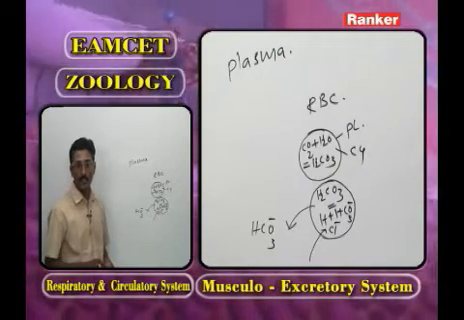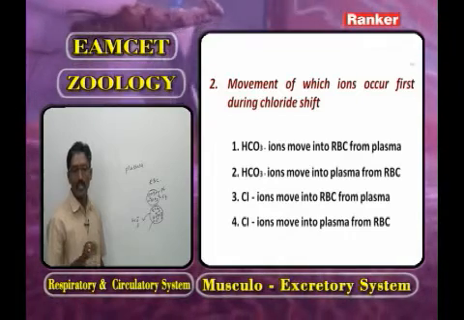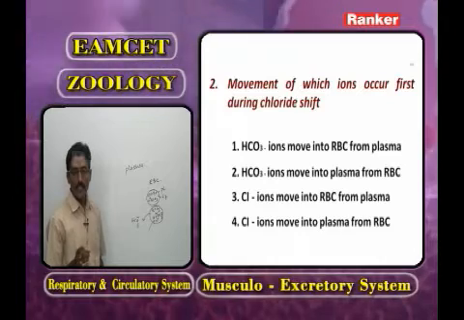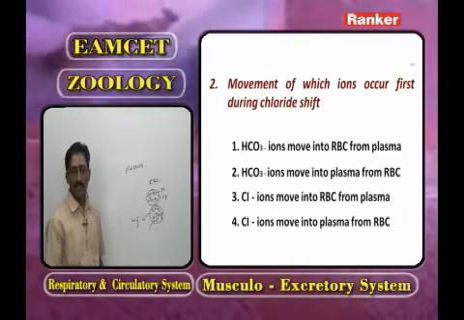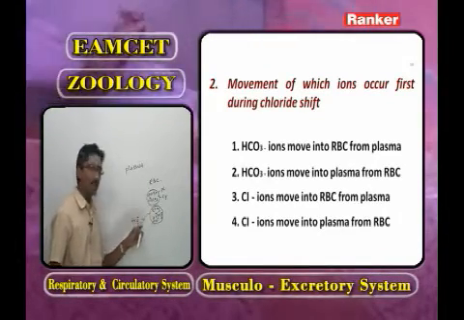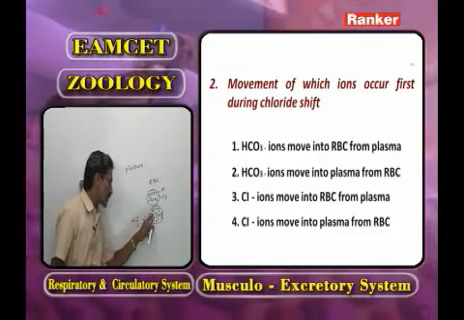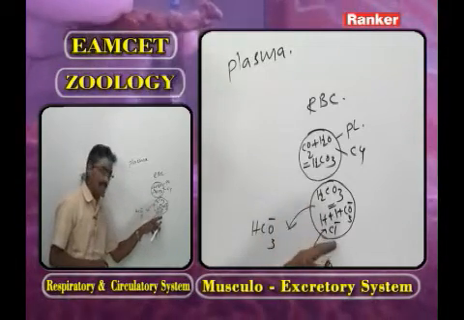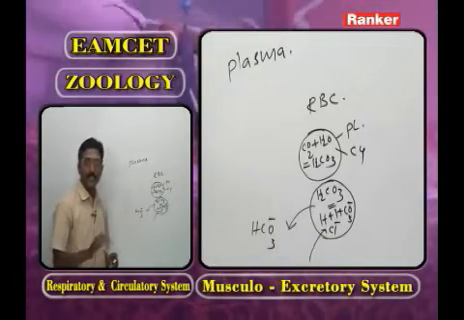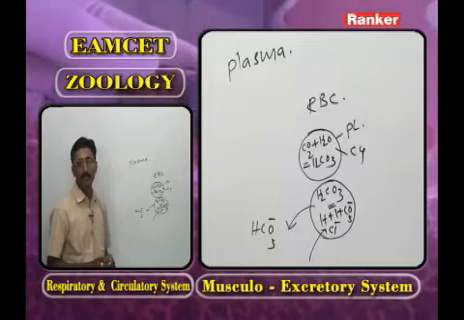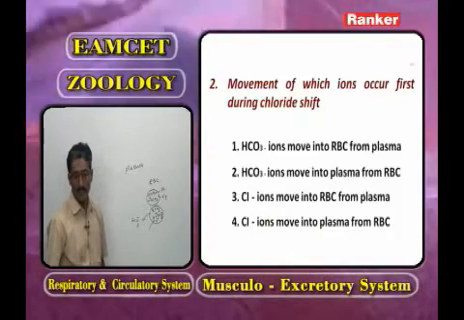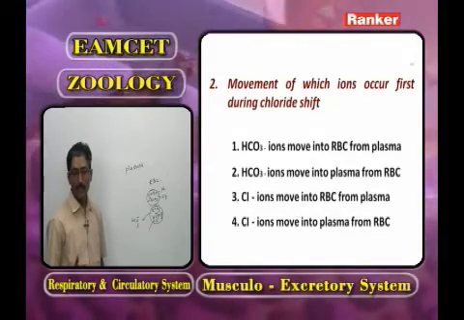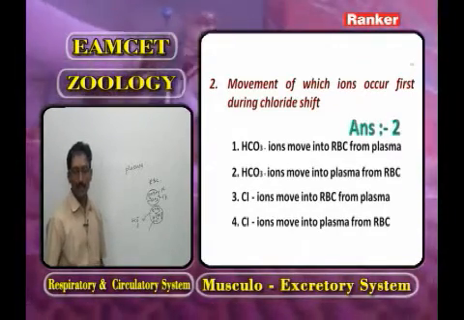Now we observe the question. Movement of which ions occurs first during the chloride shift? HCO3- ions move into plasma from the RBC. First of all HCO3- enters into plasma. Then from plasma Cl- enters into the RBC. That is called chloride shift, explained by Hamburger. So here the answer is HCO3- ions move into the plasma from the RBC. Now we go for the next question.